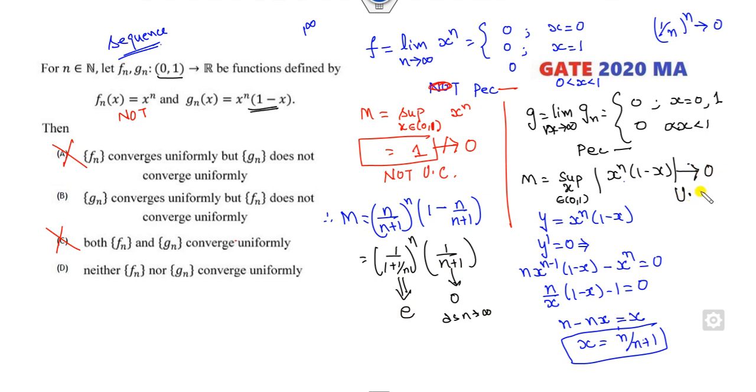So therefore it is uniformly convergent. So this is my uniform convergent, but fn is not. So neither of them is cancelled out. gn is uniformly convergent, but fn is not, is my correct answer.